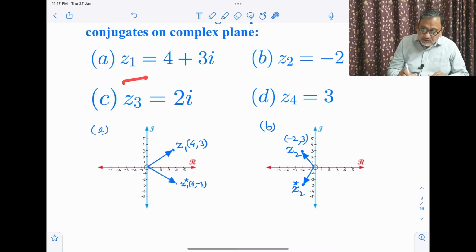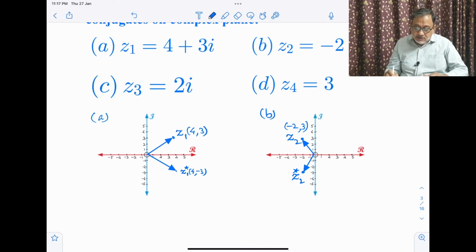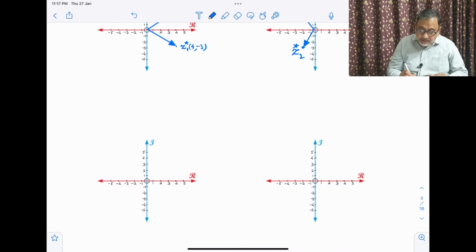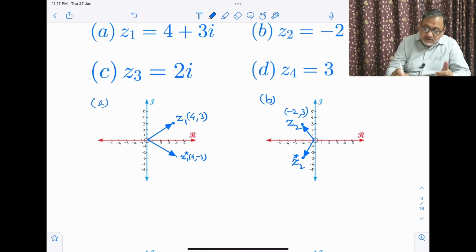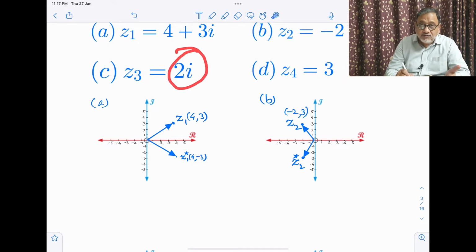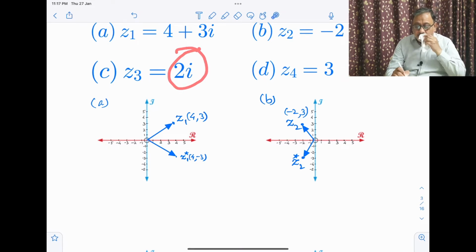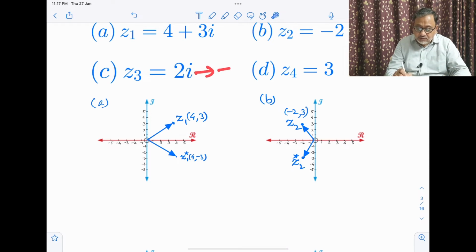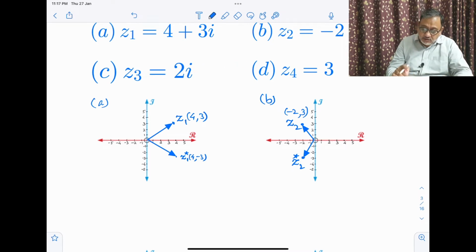Then I will now represent Z3, which is only 2i, purely imaginary. Now, can you guess what the conjugate of Z3 will be? Well, we just change the sign of the imaginary part, right? There is only one imaginary part, so its sign will become negative: minus 2i. And that will be the conjugate of it.